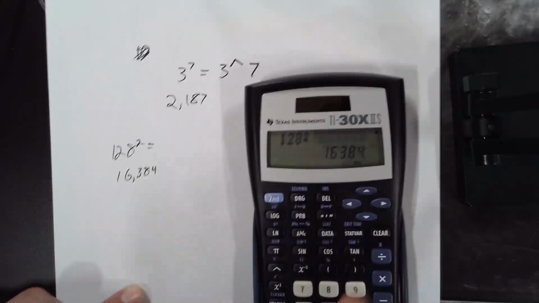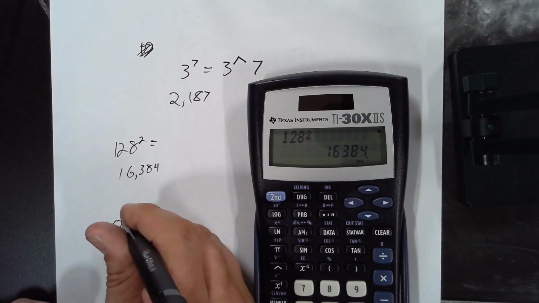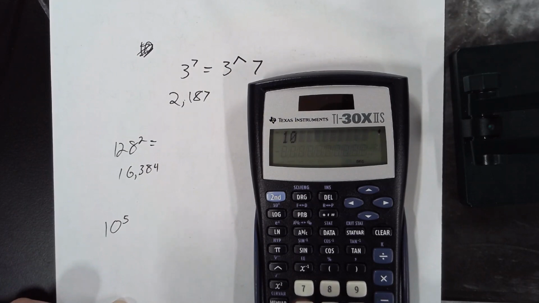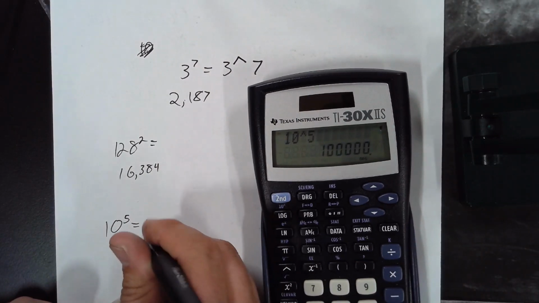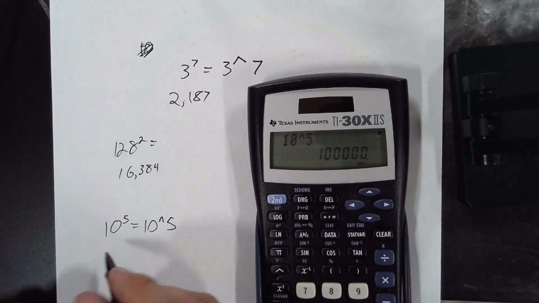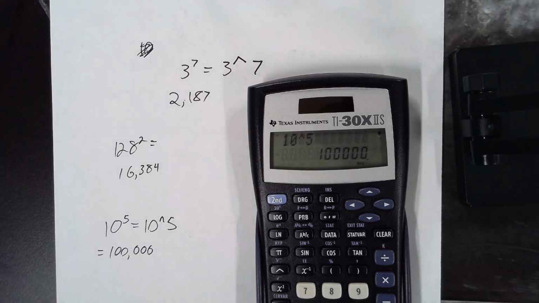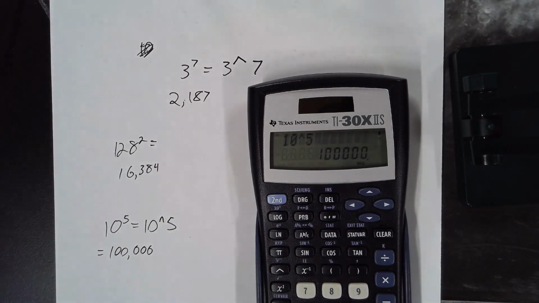I'll do one more example, like 10 to the 5th power. So that would be 10 caret 5. So 10 caret 5, and I get 100,000. Yesterday I had you guys write the exponents out into the multiplication form, but today I'm showing you a shortcut, so you can just use that as your shortcut.